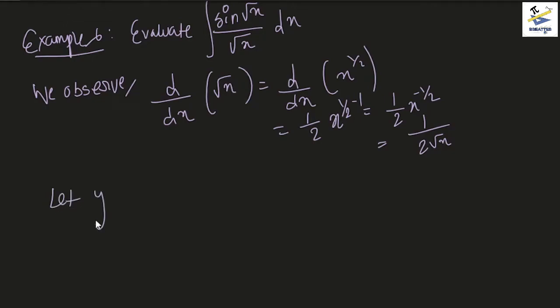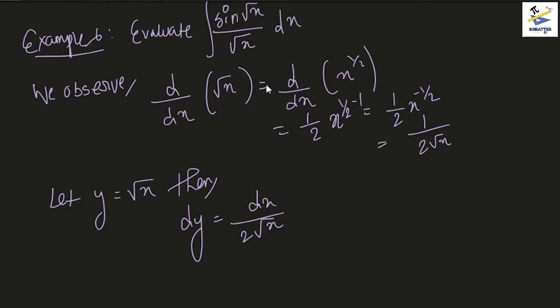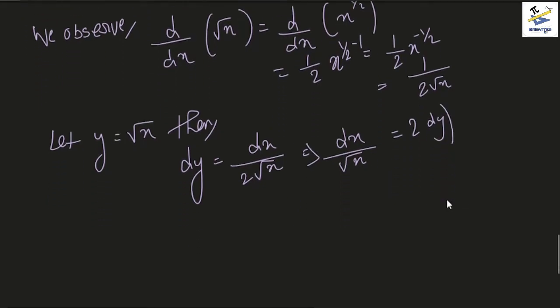Let y equal root x, then dy should be equal to dx by 2 root x, right? But we see dx by root x is also present, so what we get from this equation is dx by root x equals 2 dy, and we can put this in to get the integral as I equals the integral of sine of y, because root x is y, into 2 dy.